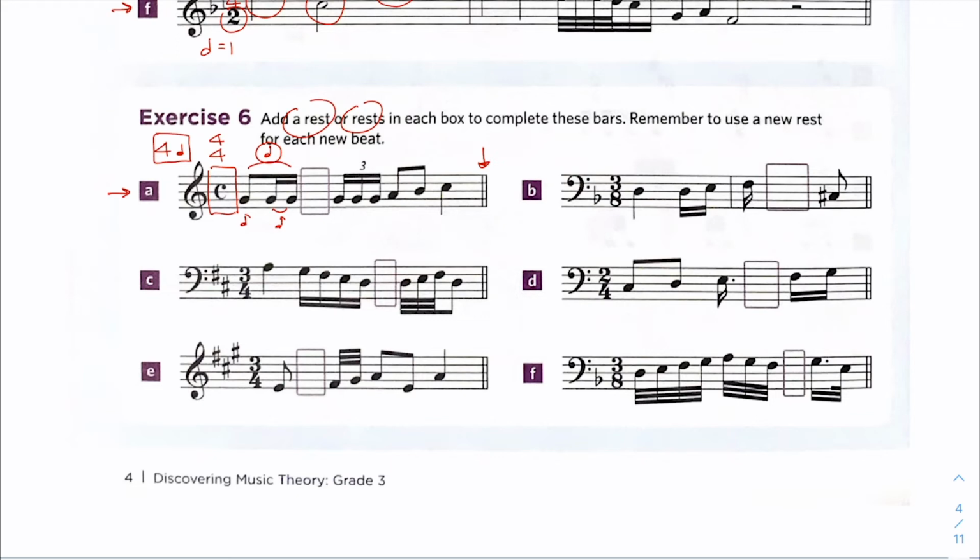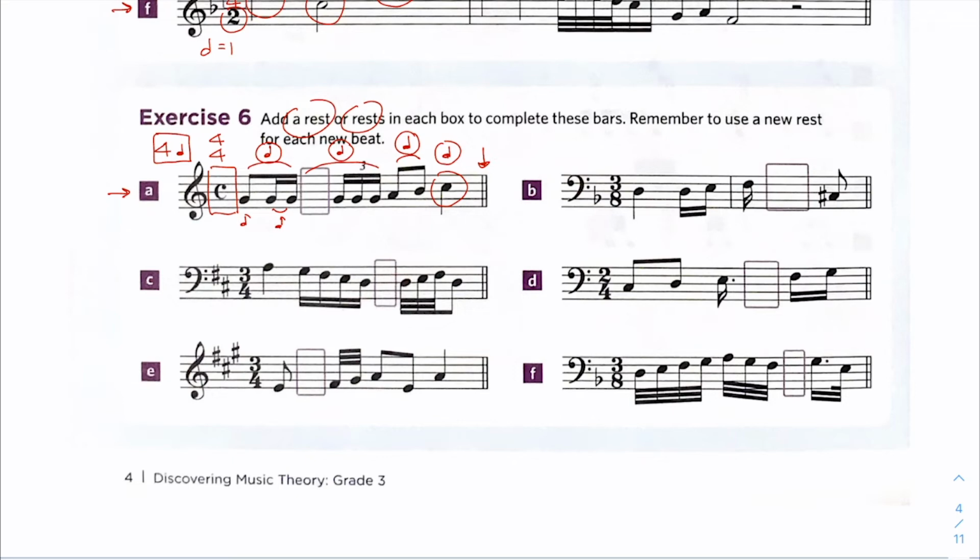What we can do is we can go to the end of the bar and go backward. So at the end here, this is a crotchet note. So 1 crotchet beat there. That's the 4th crotchet beat. Then these 2 quavers, they make 1 crotchet beat. So there are 3 crotchets already, meaning from here to here, it will be 1 crotchet beat.